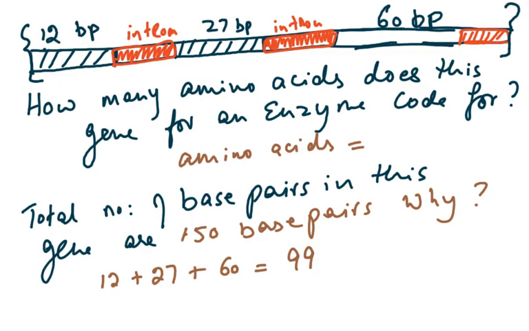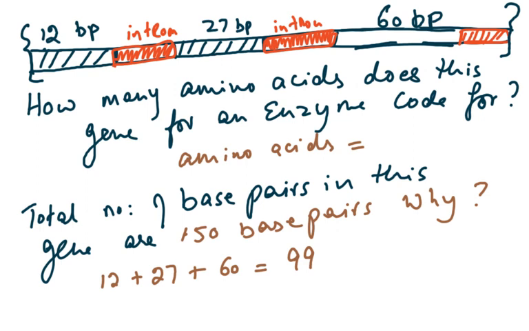Now I would like you to pause the video here, read this very carefully, and then tell me the answers. How many amino acids does this gene for an enzyme code for? The total number of base pairs in this gene is 150 base pairs.